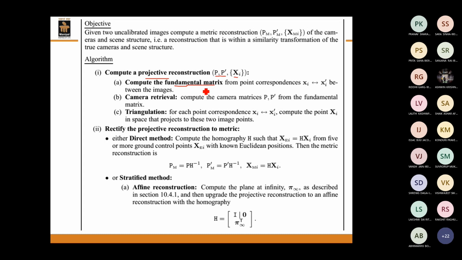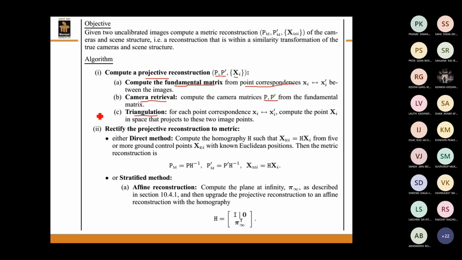In that case, you compute the fundamental matrix from the point correspondences. We assume that from the two images, we find the point correspondences x and x dash using some correlation method or some kind of similarity matching method. Once that is known, we compute the fundamental matrix, and from it the next step is camera retrieval. In camera retrieval, you compute the matrices P and P dash, and once that is known, we go for a triangulation method.